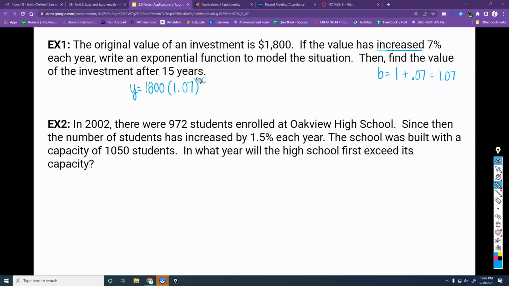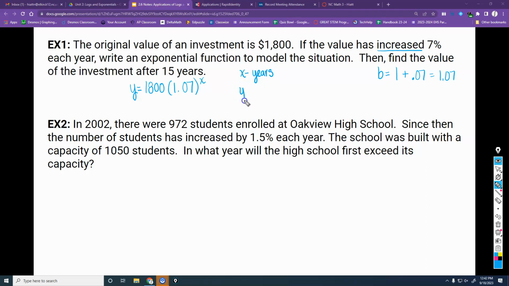So for each one, I would highly suggest that you do what I'm about to do. I bet a bunch of you won't do it, but this will help you some when you get to problems like number 2. X, what does it represent? What does it stand for in the problem? The years.